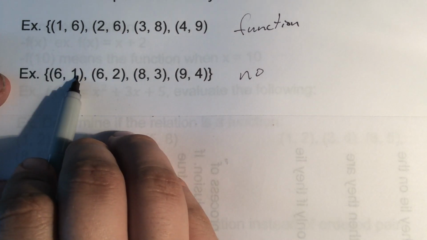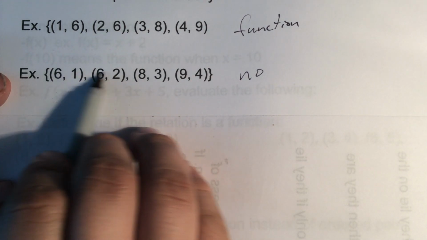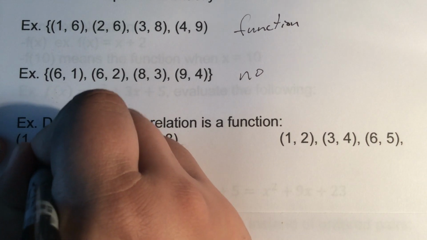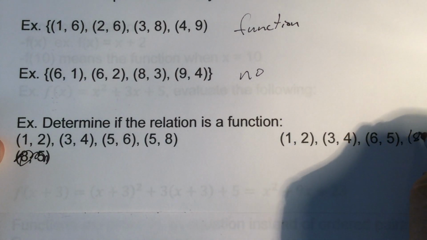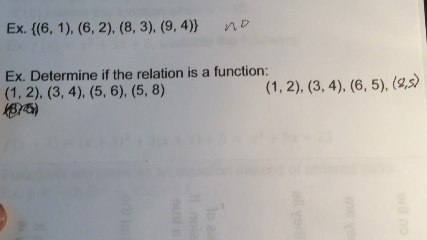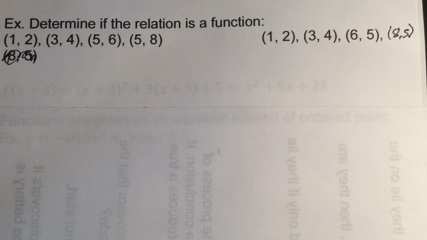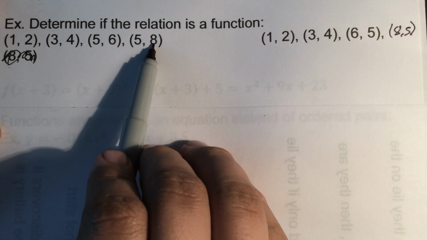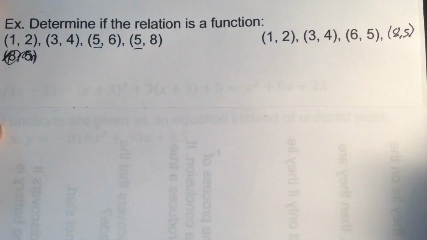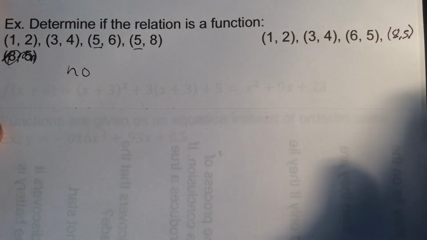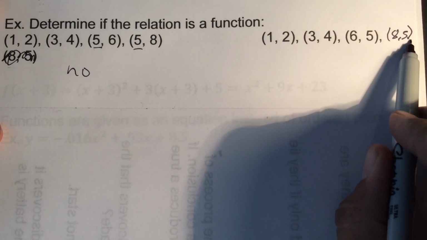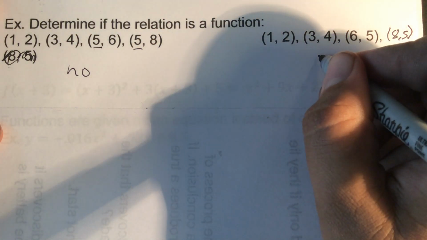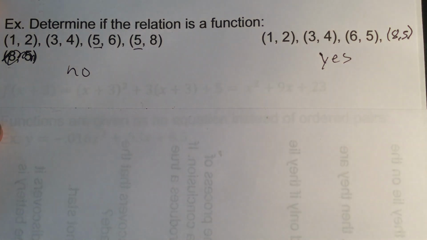Where here, if we put 6 in, well, we could get 1. Or if we put 6 in, we could get 2. If we have multiple things going with that one x, that's where the issue lies. So where are these functions? 1, 2, 3, 4, 5, 6, 5, 8. Oh, we were doing good, but now we have a repeat here, so this will be a no. 1, 2, 3, 4, 6, 5, 8, 5. Again, the second one can repeat, that's fine. But 1, 3, 6, 8, the first ones cannot, so yes, it would be a function.